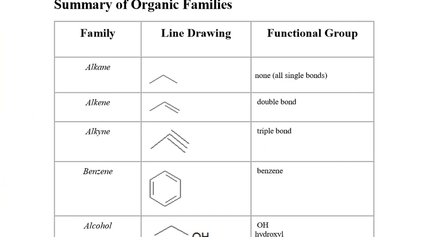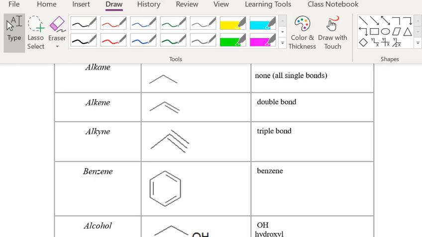Okay. Now we're getting closer to what you want to be able to look at or identify at this stage in your studies, and that's to be able to recognize that we have these different functional groups and there are families associated with them. So when we look here at this table, we've got them all summarized.